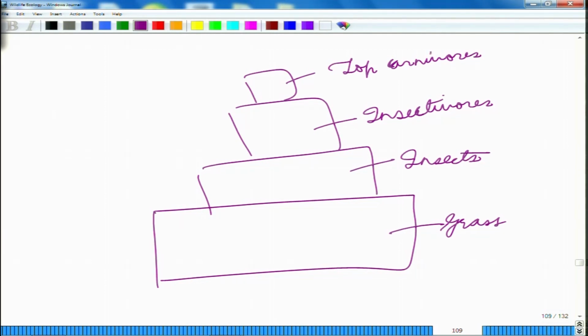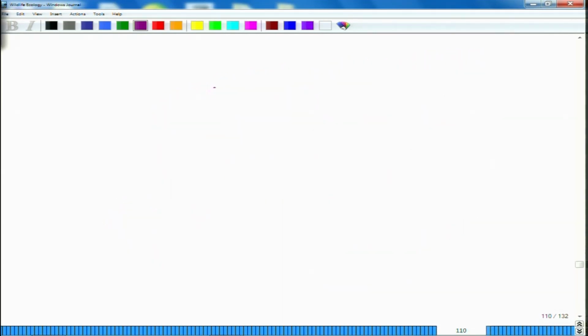Now, in the case of ecological efficiency, we are asking the question: when energy is being transferred from one trophic level to the next, how much energy is getting transferred and how much energy is getting lost? Now, why do we see a loss of energy? Because if we have any organism, say a human being that is eating food.